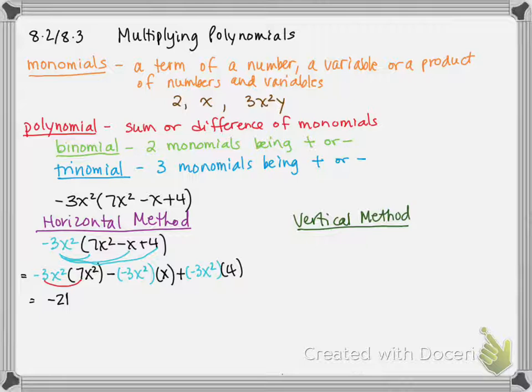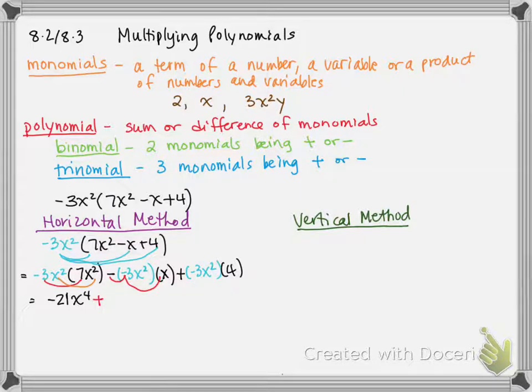And then we have x squared times x squared. So we add our exponents, and that gives us x to the 4th. And then we look at the next problem, and notice that you have a negative times a negative times a positive. So two negatives make a positive.